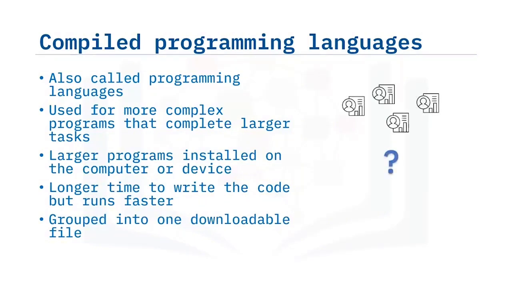Remember that client who wanted information about web page views? Now they want a spreadsheet program to view and manage the data. A programmer could use the C programming language to create a compiled program like Microsoft Excel. So, what are the major differences between interpreted programming languages and compiled programming languages?